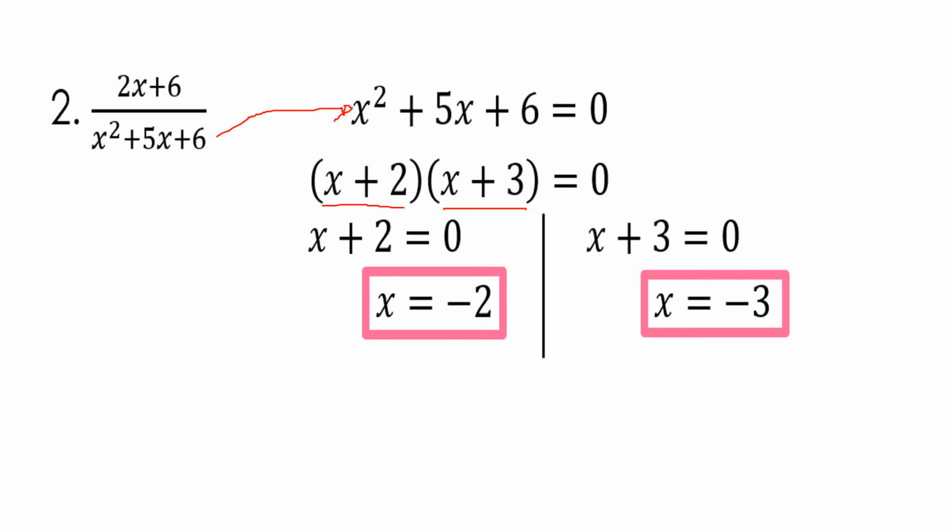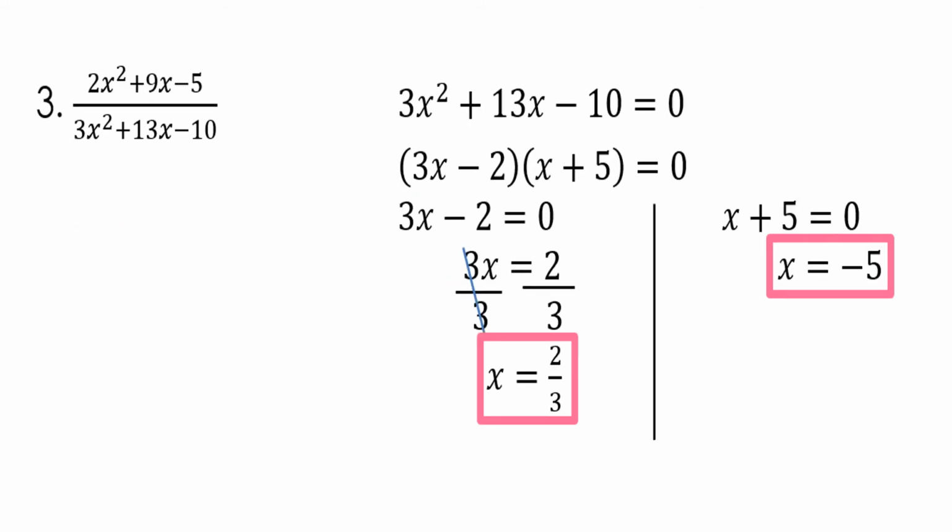Again, take note that x in our denominator must not be equal to negative 2 and negative 3, because it will make our denominator equal to 0 and it will make the rational expression undefined. Next, we have 2x squared plus 9x minus 5 divided by 3x squared plus 13x minus 10. So we copy the denominator, then equate it to 0. That is 3x squared plus 13x minus 10 equals 0.